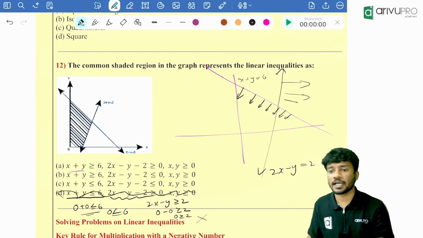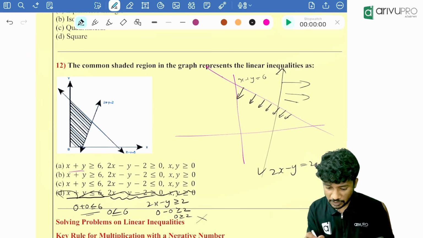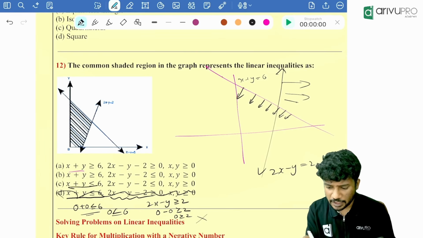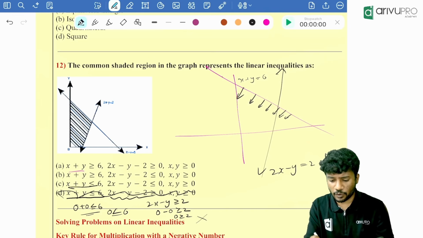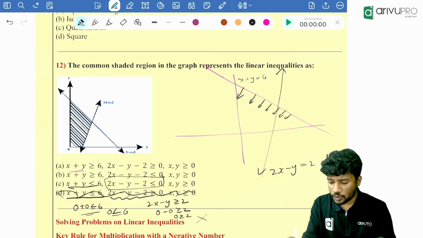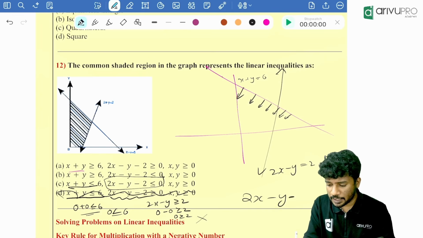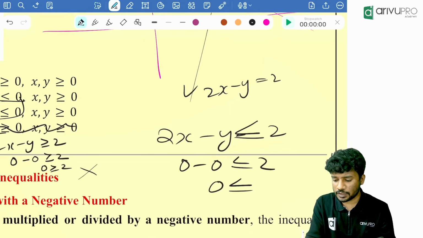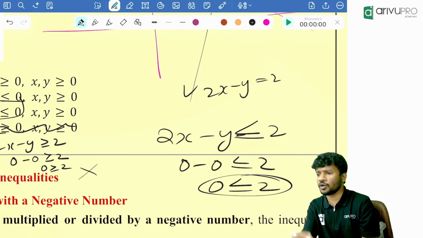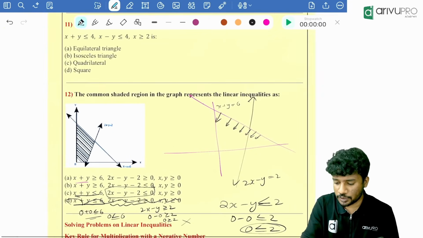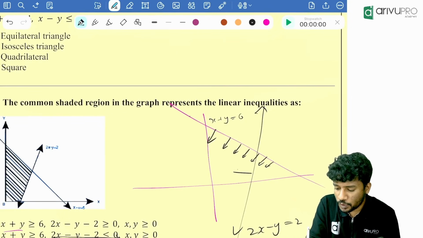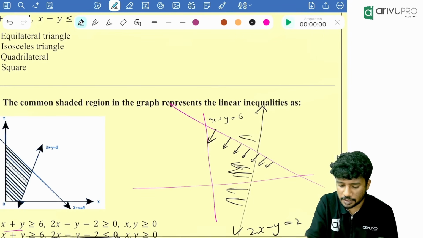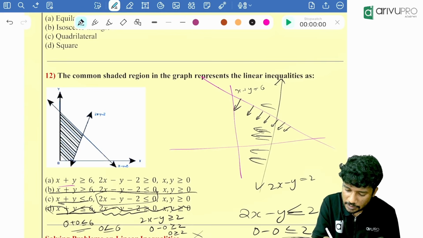Any other option anyone has? Option C. We will check option C. Yes. X plus Y is less than or equal to 6. That we already checked. Check the second one. 2x minus y minus 2 can be written as less than or equal to 2. Put 0, 0. 0 minus 0 is less than or equal to 2. That is 0 less than or equal to 2. Is 0 less than or equal to 2? Yes. That means the graph should go towards the origin. So possible answer is what? Which option is your answer? Option C is your answer.